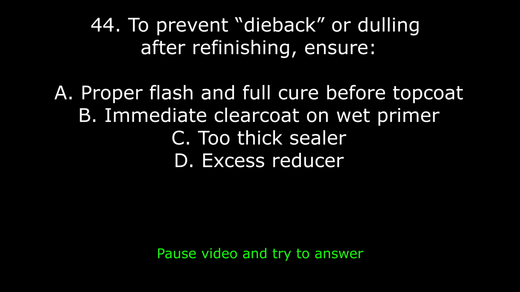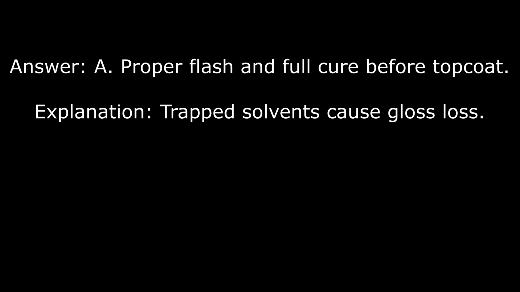44. To prevent dieback or dulling after refinishing, ensure A. Proper flash and full cure before top coat. B. Immediate clear coat on wet primer. C. Too thick sealer. D. Excess reducer. Answer: A. Proper flash and full cure before top coat. Explanation: trapped solvents cause gloss loss.